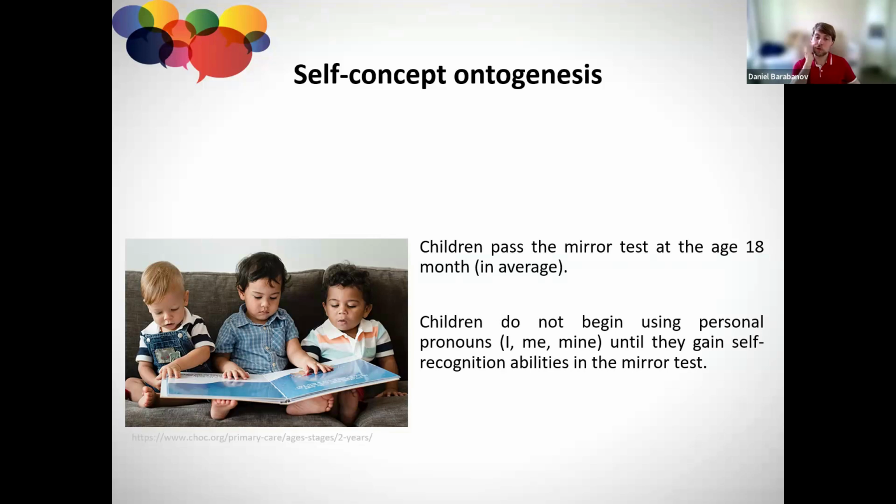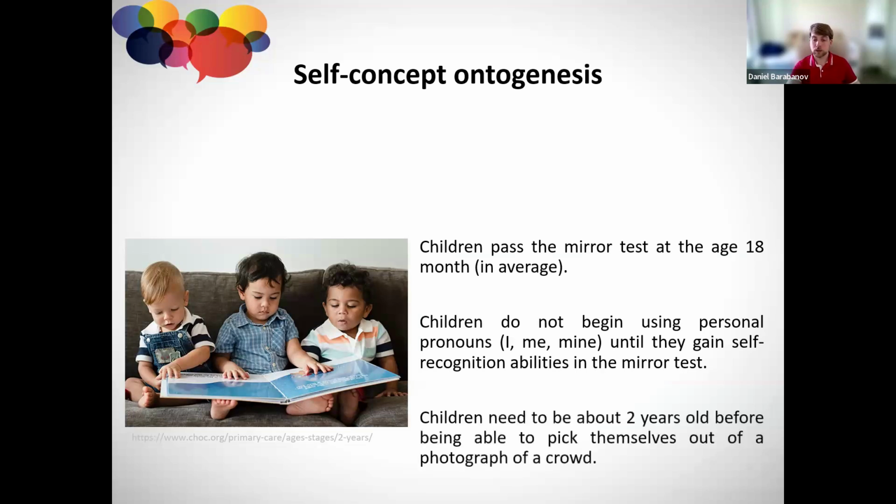Usually, before passing this mirror recognition test, children are not able to use personal pronouns: I, me, and mine. They often refer to themselves in the third person, or they use their name, the same way as their parents or caregivers address them. And only after 1.5 years old, sometimes 2 years old, they start to refer to themselves using personal pronouns, which is interesting.